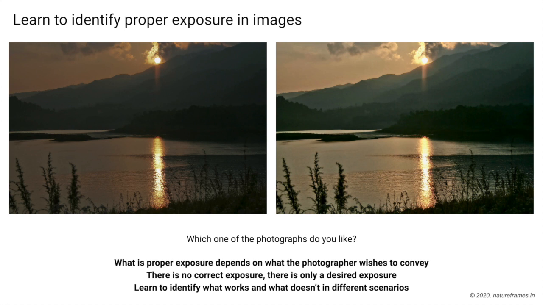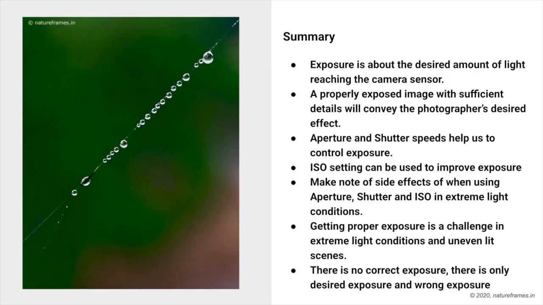Extreme light conditions are always challenging to get desired exposure. It is up to the photographer to balance what he or she desires. The camera might not be able to help in making that decision for you. So to summarize, exposure is about the desired amount of light reaching the camera sensor. A properly exposed image with sufficient details will convey the photographer's desired effect.